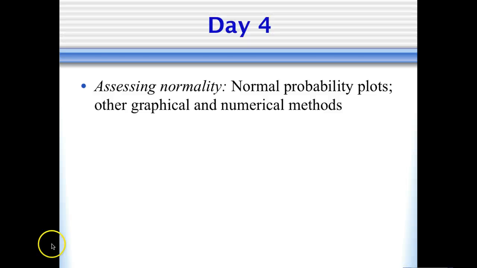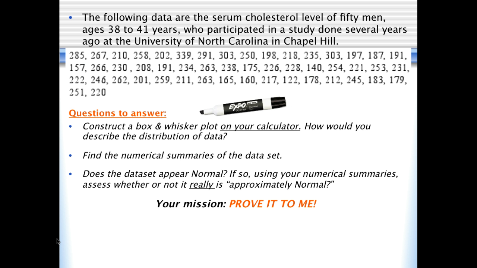This video is to help you understand how to assess normality of a data set, specifically normal probability plots on your calculator and how to interpret them as well. So the following data are the serum cholesterol levels of 50 men ages 38 to 41 years old who participated in a study done several years ago at the University of North Carolina in Chapel Hill.